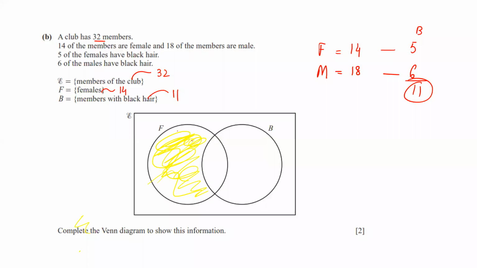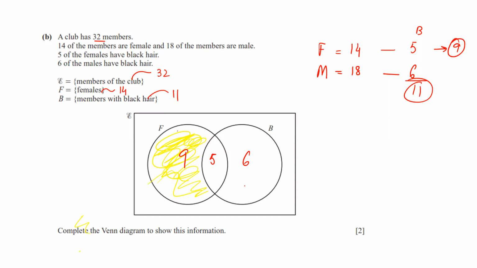So this region, female members without black hair, 14 minus 5, this is 9. So this comes out to be 9. Then the intersection, members who are female and with black hair, 5, and members only with black hair, who are not female, are actually men, that is 6.